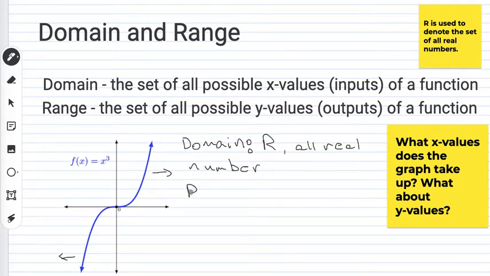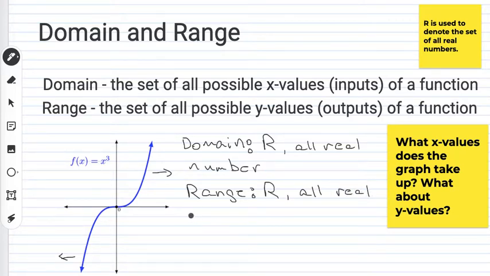Which brings me to the range. Let's talk about the range now. Range is the set of all y values that the function takes up. And which y values does the function take up? Well, it goes from the bottom and it goes all the way to the top. So the range is also going to be R, or all real numbers.